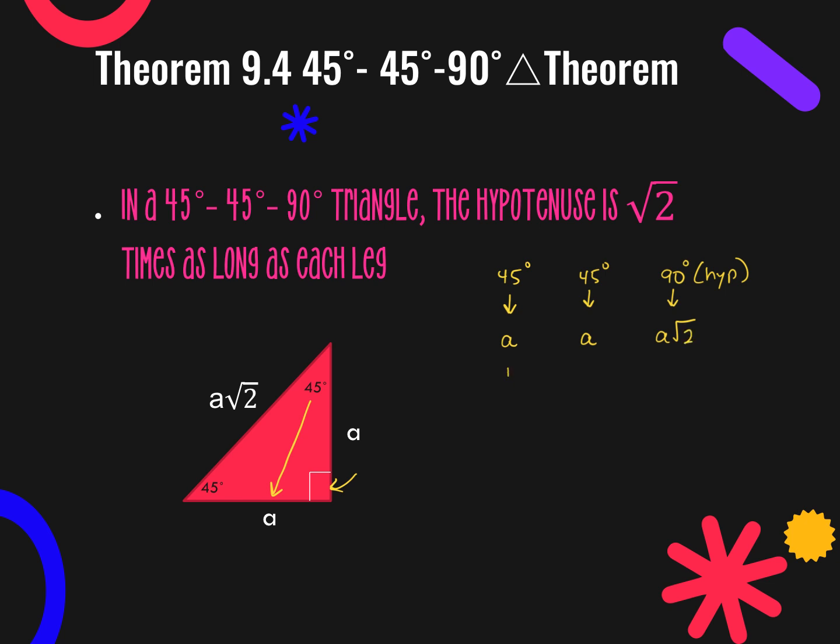So what does that mean? Well, let's say we tell you A is 5, so you know that one side of this triangle is 5. Then you know that the other side is also 5, and you know that the hypotenuse is 5 times the square root of 2. And so we can utilize this fact to solve missing sides. All we have to be given is one of the three sides in a 45, 45, 90 triangle.